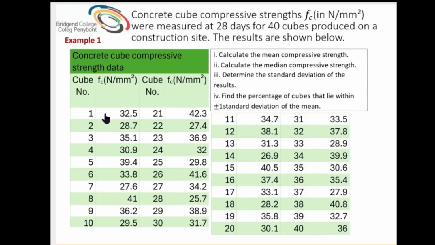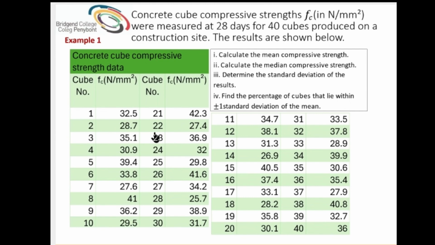So 40 samples have been tested, and the mechanical property, compressive strength, has been measured for each sample, as you can see here. The results are shown below. These are the results that you are looking at: 10 samples here, another 10, another 10, another 10. Each sample has its own compressive strength.